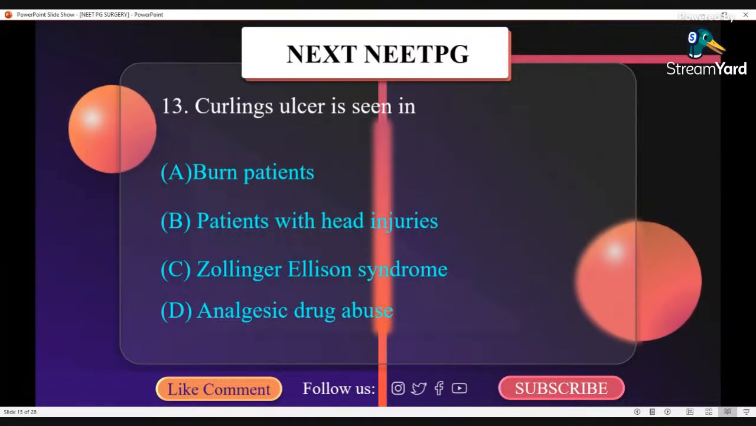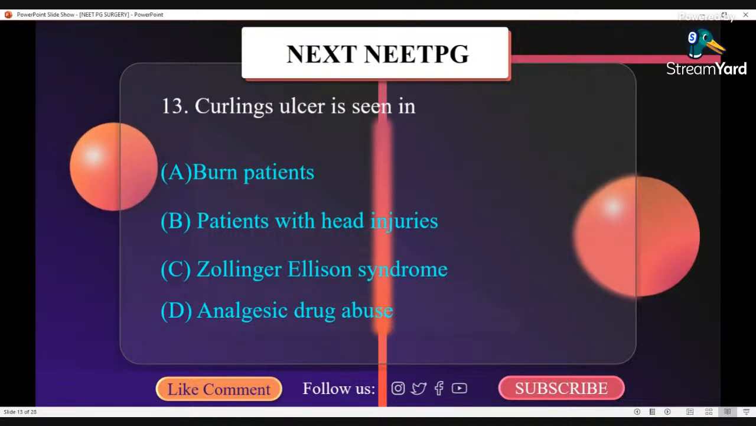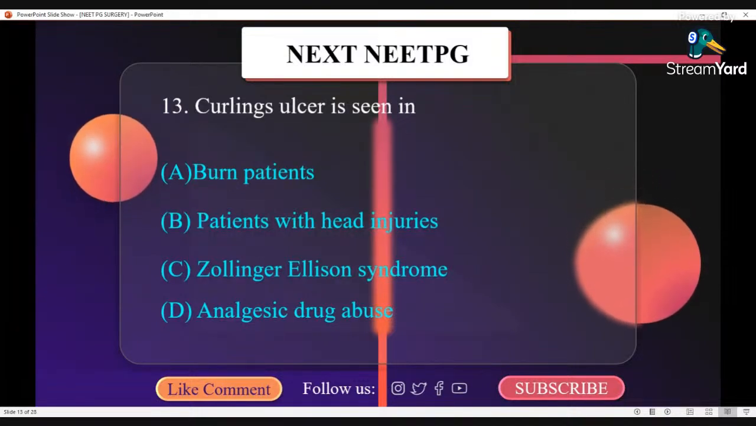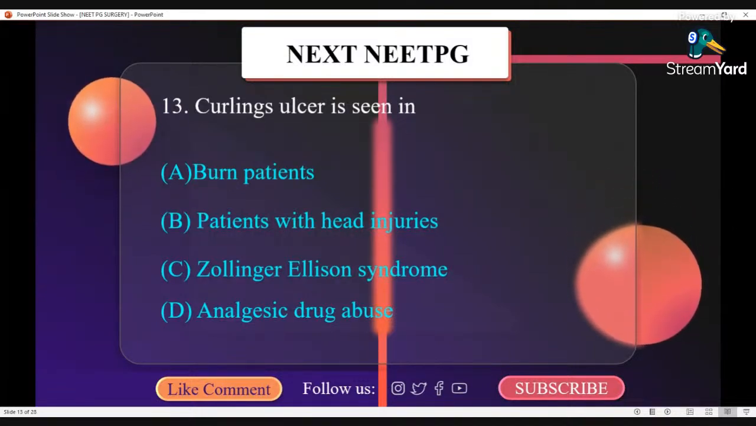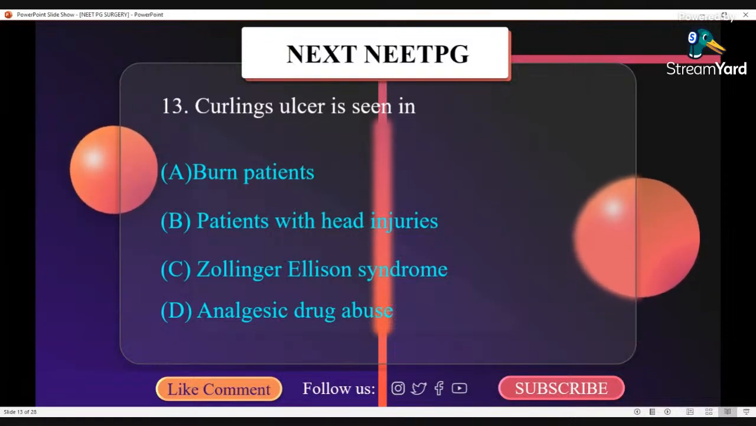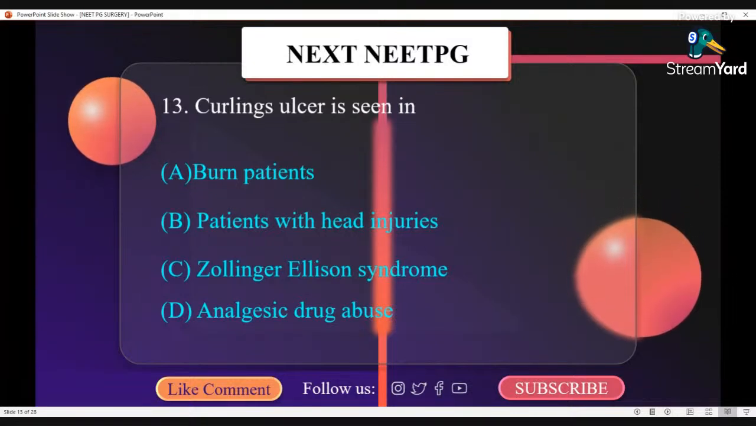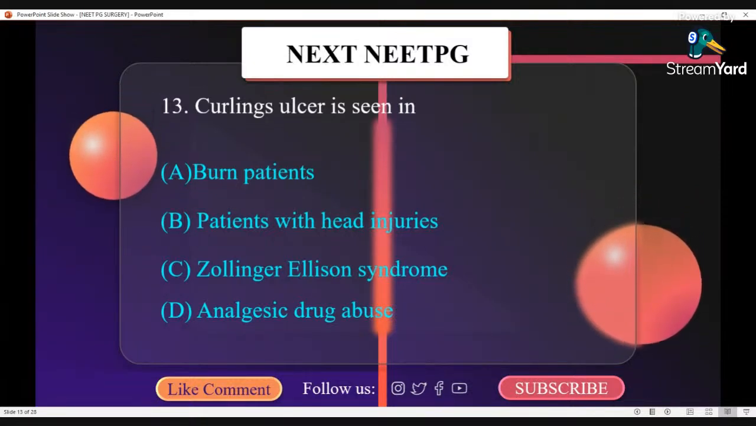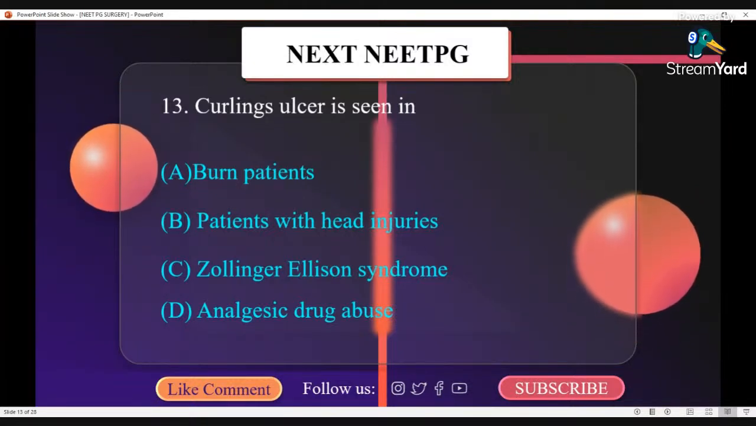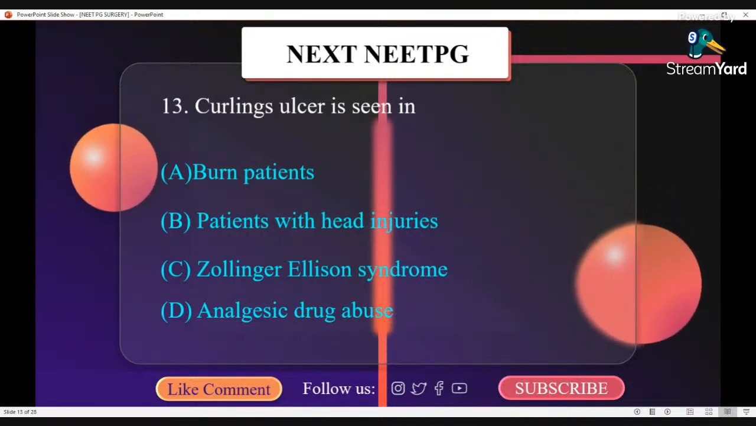What happens in severe burns? There is a reduced plasma volume, and this reduced plasma volume leads to ischemia and cell necrosis, that is sloughing of gastric mucosa. Why is it called Curling? The condition was first described in 1823 and named after Thomas Blizzard Curling, who observed 10 such patients in 1842. So the Curling ulcer is seen in burns patients.